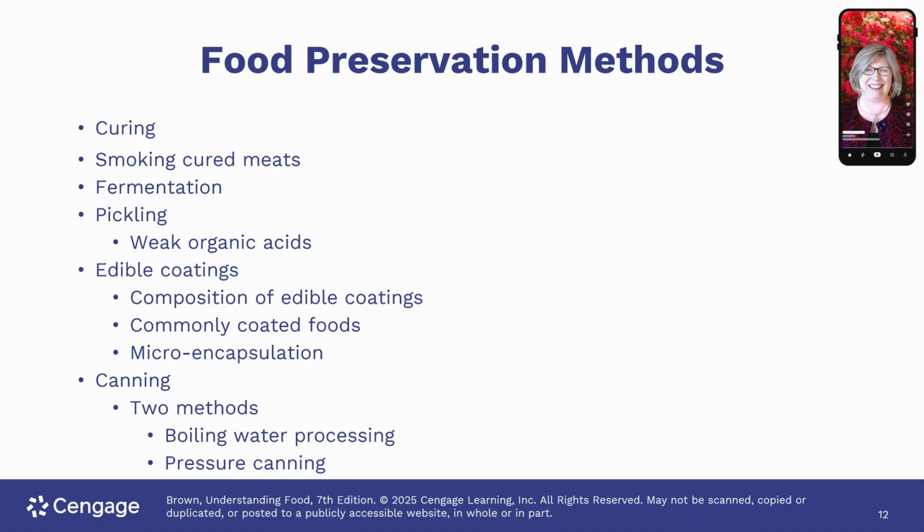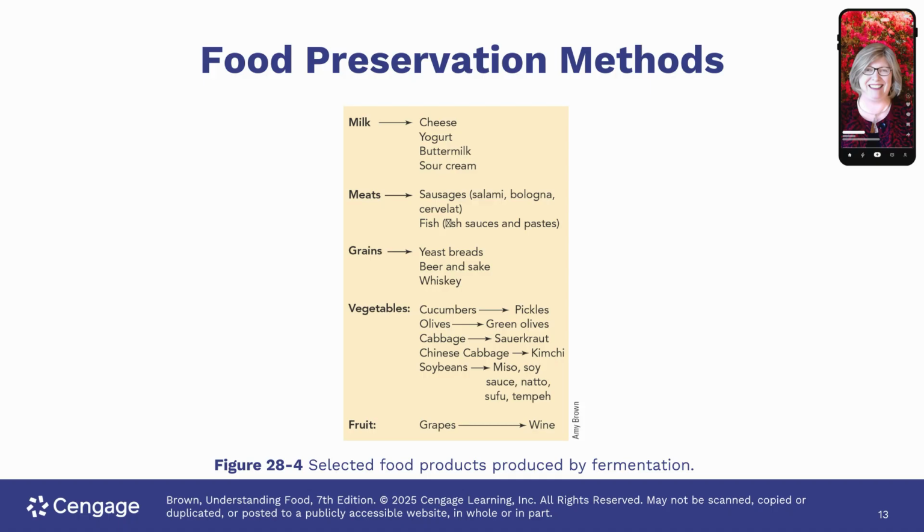We have curing, smoking, fermentation, pickling, edible coatings, canning, and in canning we have boiling and pressure canning. Figure 28-4 shows selected food products produced by fermentation. So cheese, yogurt, buttermilk, and sour cream are all produced from milk. Sausages such as salami and bologna. Also, fish can be preserved with sauces and pastes. Grains can be preserved through yeast breads, beer and sake, and whiskey.